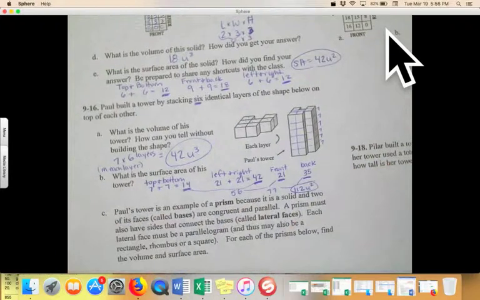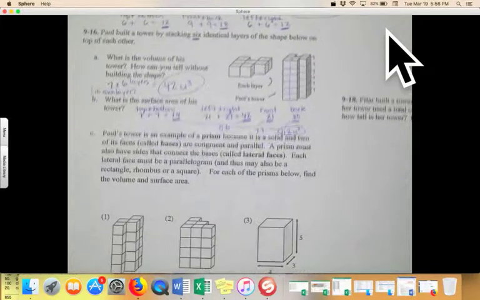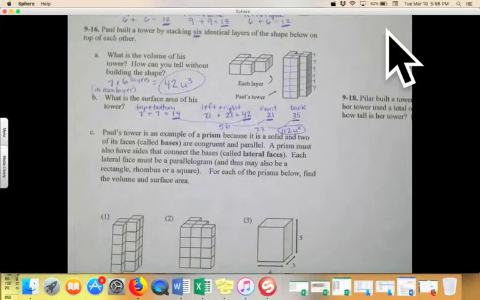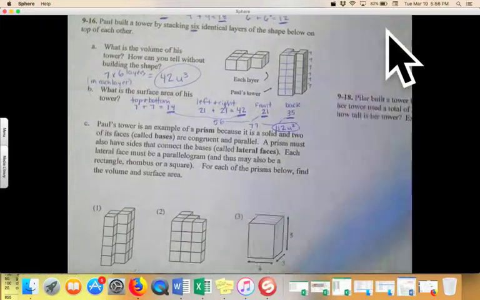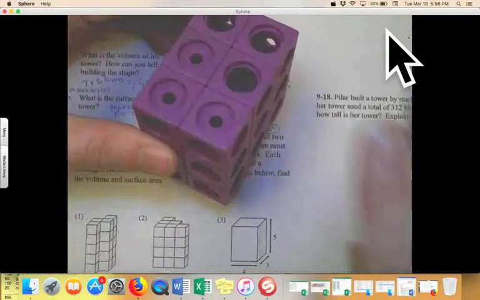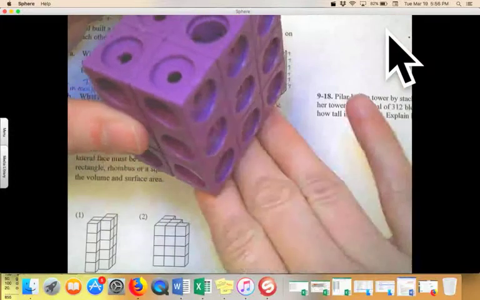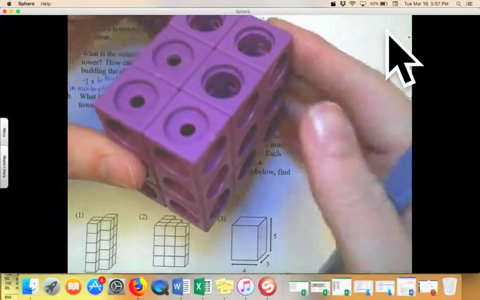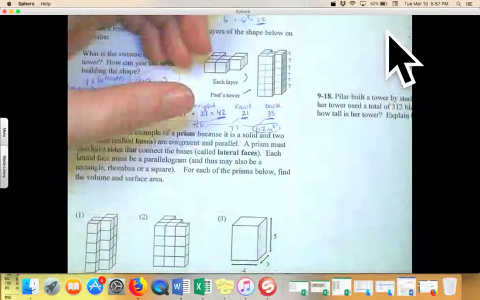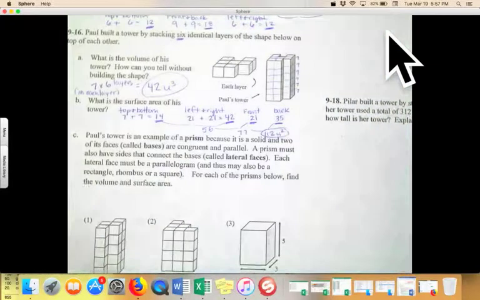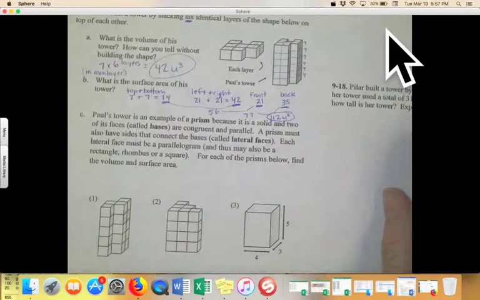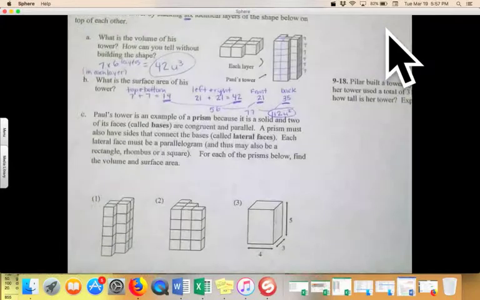Okay? Now, Paul's tower is an example of a prism because it is a solid and two of its faces, called bases, are congruent and parallel. A prism must also have sides that connect the bases, which are called lateral faces. So, for our tower here, notice that the top and the bottom were rectangles, and all of these sides, front, back, left, and right, are called lateral faces. So each lateral face must be a parallelogram, and thus may also be a rectangle, rhombus, or a square.